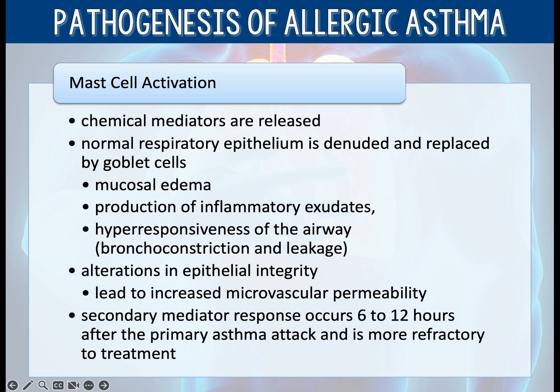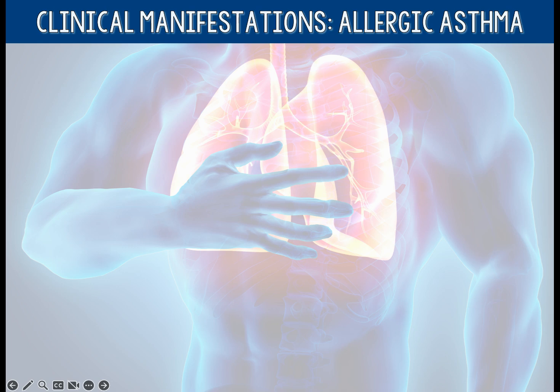So what happens here is now you have bronchoconstriction, and that alteration in the epithelial integrity leads to microvascular permeability. So fluid starts leaking out, which we don't want. We don't want fluids leaking out into the lungs. A secondary mediator response occurs 6 to 12 hours after that primary asthma attack. And when this happens, it is so hard to get them back. It's very hard to open up those lungs again. And usually these kids are so sick.